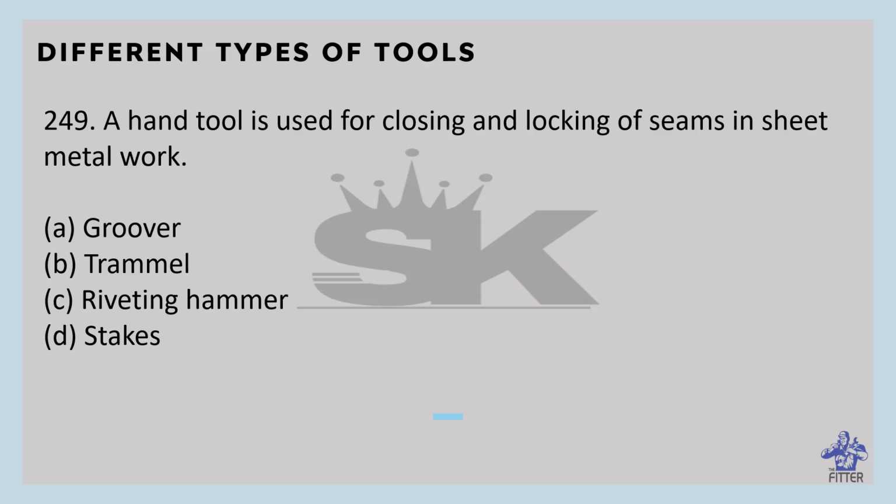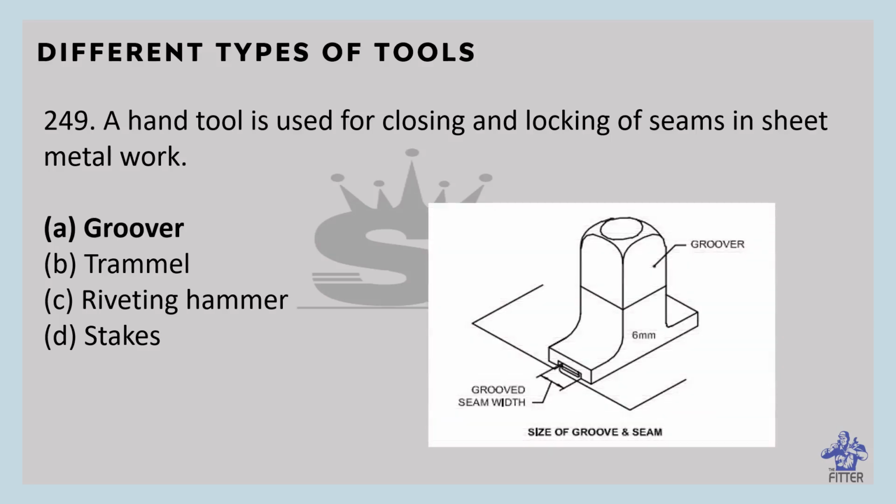A hand tool is used for closing and locking of seams in sheet metal work. That is a groover. You can see here in the image. A hand groover is used to lock the sheet metal seams as shown in the figure. You can see here in this part how the sheet is bent, like this. Seams made this way are known as grooved seams, the kind used on buckets, air ducts, tin cans, etc.